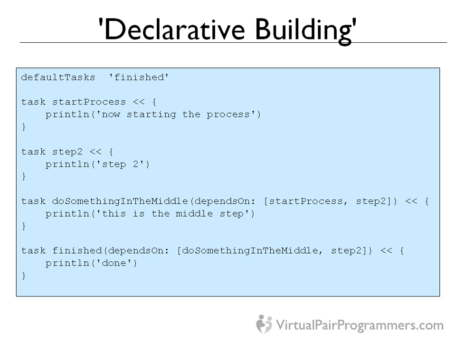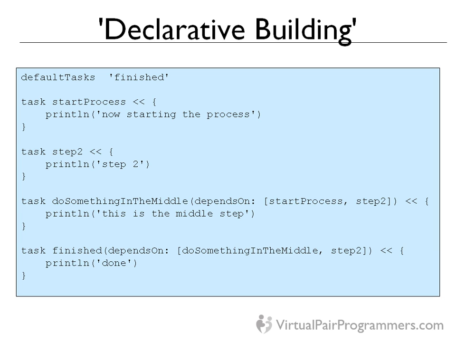So the first task to run will be start process. Then Gradle will run step 2. That means the dependencies for do something in the middle are now satisfied, and do something in the middle can run. All that remains now is for the finished task. Remember, its dependencies were do something in the middle. Well, that's already run. And step 2, well, that's already run as well as part of do something in the middle. So although step 2 appears twice in the dependencies, it will only run once.